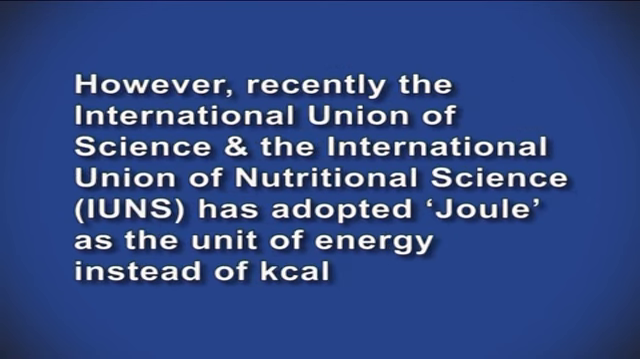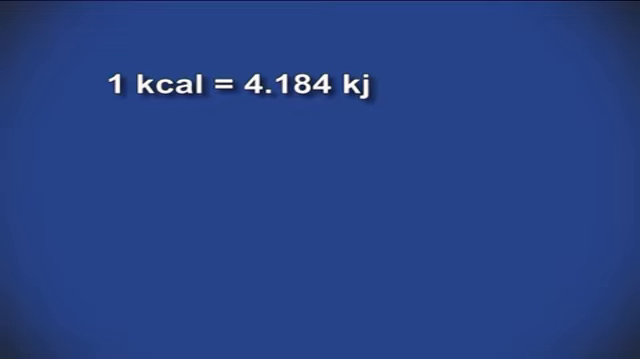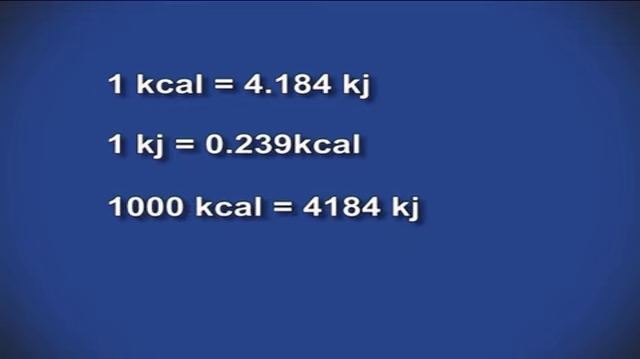However, recently the International Union of Nutritional Science, IUNS, has adopted the joule as the unit of energy instead of the kilocalorie. A joule is defined as the energy required to move 1 kg mass by 1 meter by a force of 1 Newton acting on it. 1 kilocalorie is equal to 4.184 kilojoules, 1 kilojoule is equal to 0.239 kilocalories, 1000 kilocalories is equal to 4184 kilojoules, and 1 megajoule is equal to 239 kilocalories.